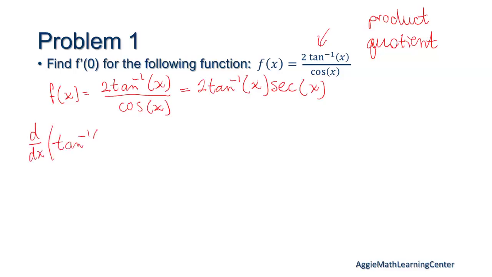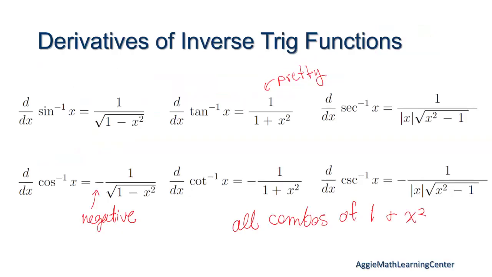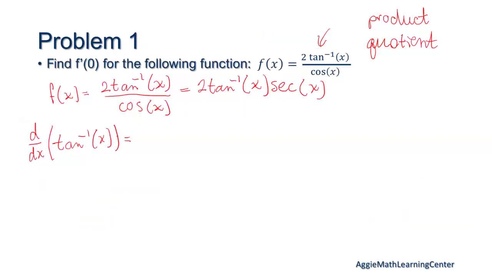I'll give you a second while I write this down. Maybe let's go back for a second. Yeah, 1 over 1 plus x squared. Perfect. And then what's our derivative of secant? Secant should be secant tangent. Yep, perfect.